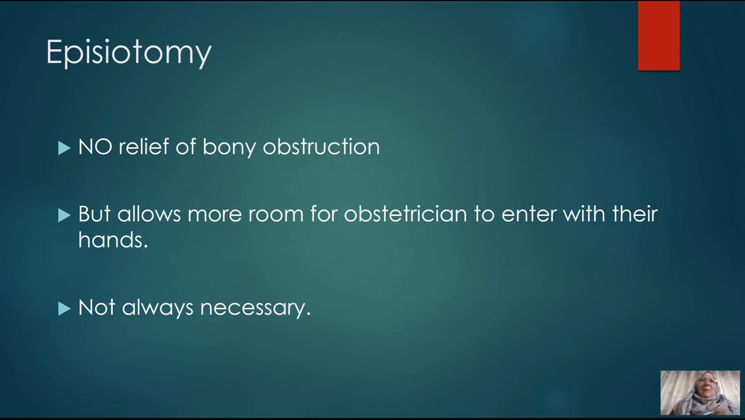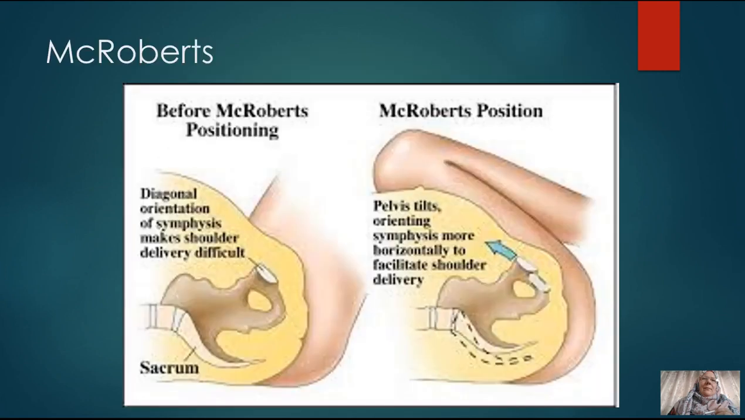So episiotomy we already covered. It is not a relief of the bony obstruction, but it allows more room for doing appropriate maneuvers. So this is the McRoberts procedure. And it is just going to show you how it makes a little bit more room and actually can help to free the shoulder from behind the symphysis pubis.